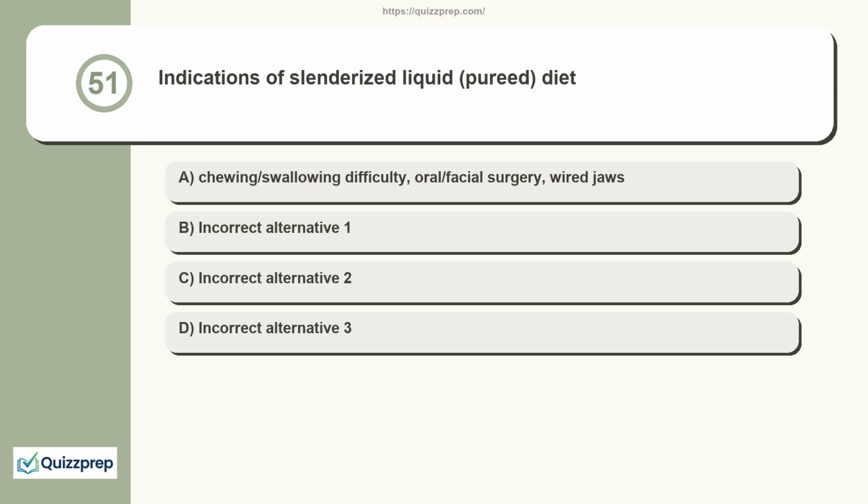Question 51. Indications of blenderized liquid, pureed, diet. Chewing/swallowing difficulty, oral/facial surgery, wired jaws.